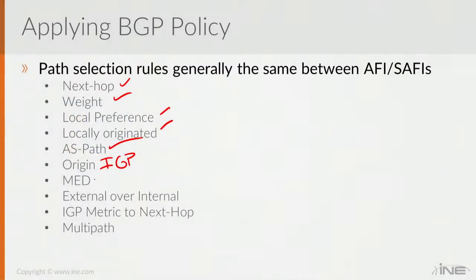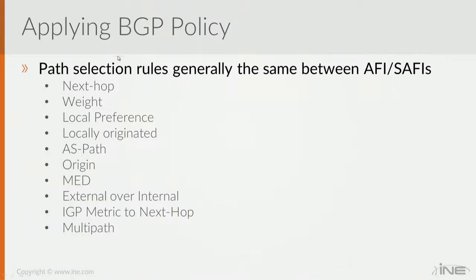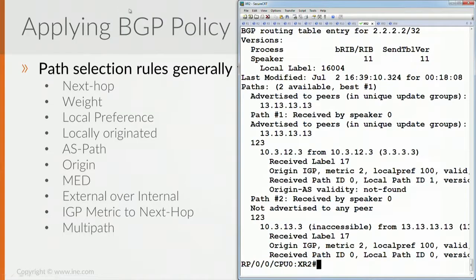The multi-exit discriminator may potentially come into play, but from router 3's point of view, it's the same device originating the path both ways. So the MED should be equal between these two paths. Let me double check that here, looking at the next hop. Actually, in this case, the next hop is inaccessible on this one. So that is a potential problem.